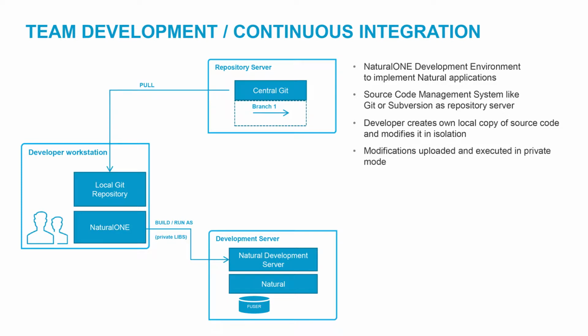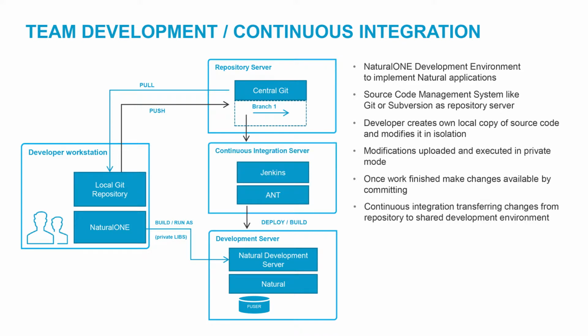Modifications are uploaded and executed in private mode, which means they don't affect other developers. Once work is finished, changes are made available by committing or pushing them to a central repository. Continuous integration transfers the changes from the repository to the shared development environment.